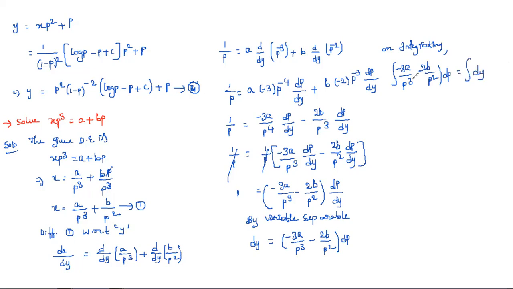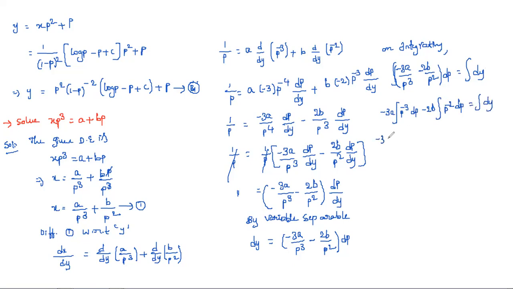Always you can write a constant, either it may be y or x. Why? Because we require the value of p. Now we have to apply integration for this. So minus 3 is a constant, integral 1 by p cube is nothing but p power minus 3 dp, and next minus 2b is a constant, integral p power minus 2 dp is equal to integral dy.